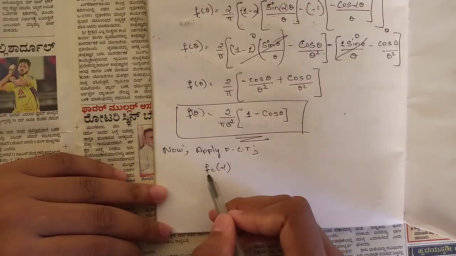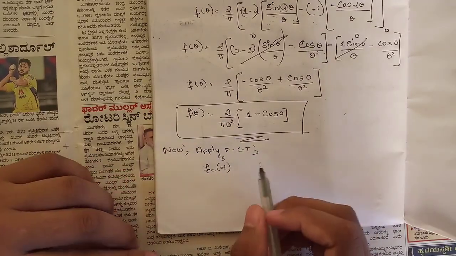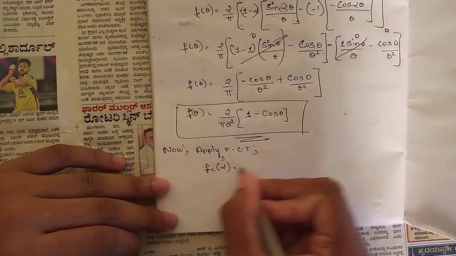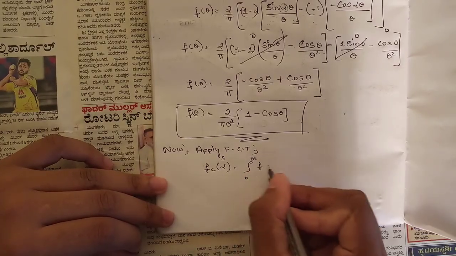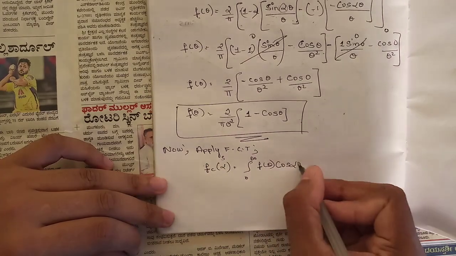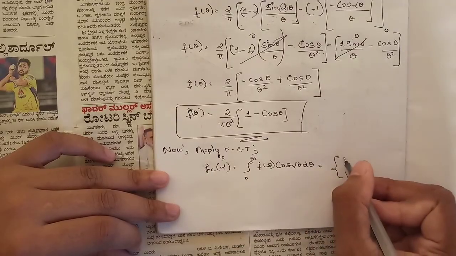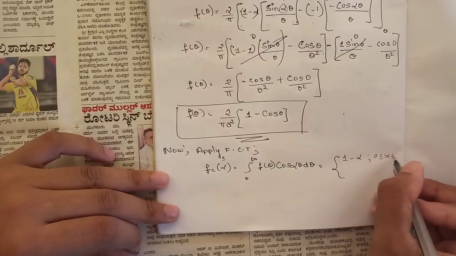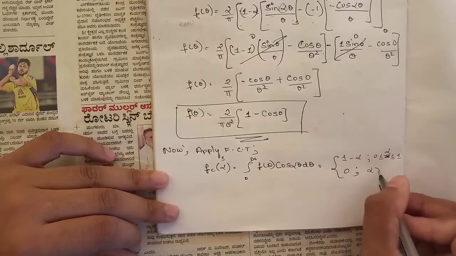That is fc of alpha. Generally we would be having fc of s, but we know that here s is equal to alpha, the parameter, so it is fc of alpha is equal to the integral from 0 to infinity of f of theta cos alpha theta d theta. The question itself we are going to write again, is equal to 1 minus alpha when alpha is less than 1, and 0 when alpha is greater than 1.